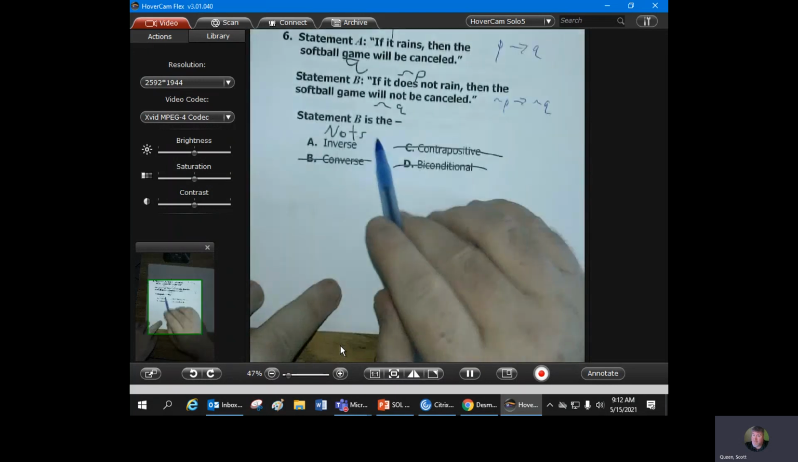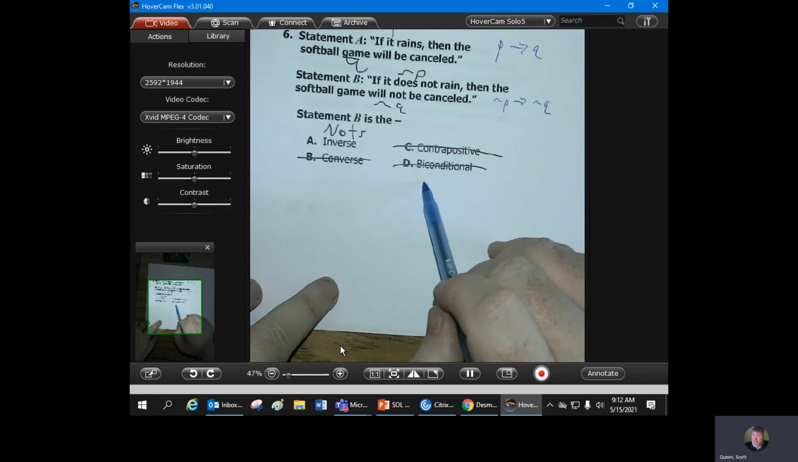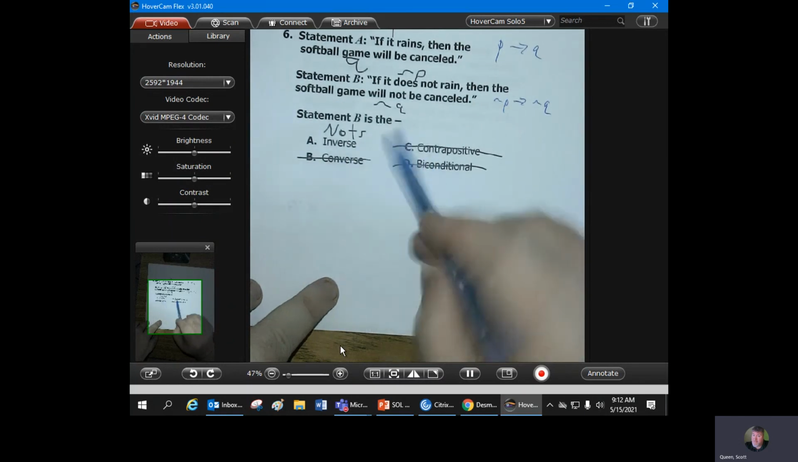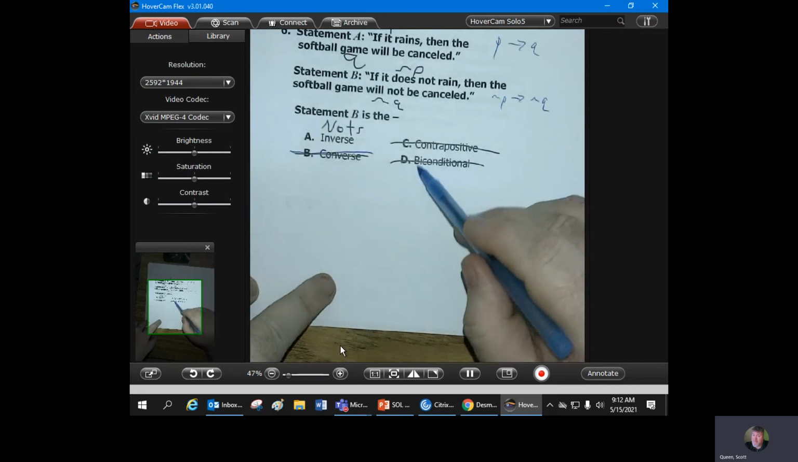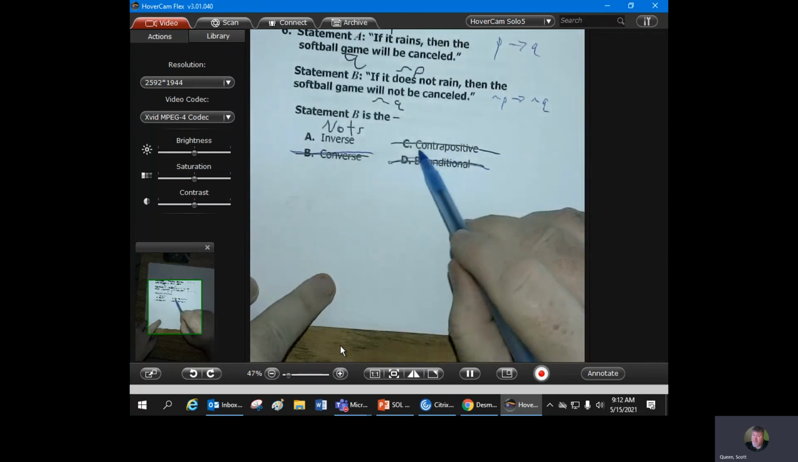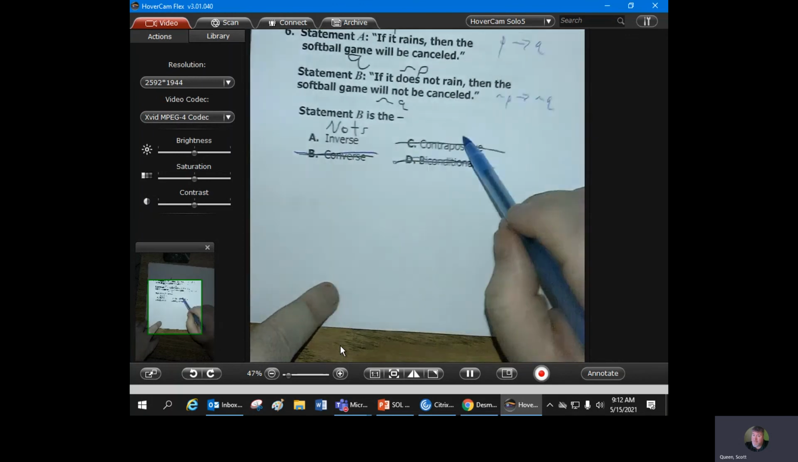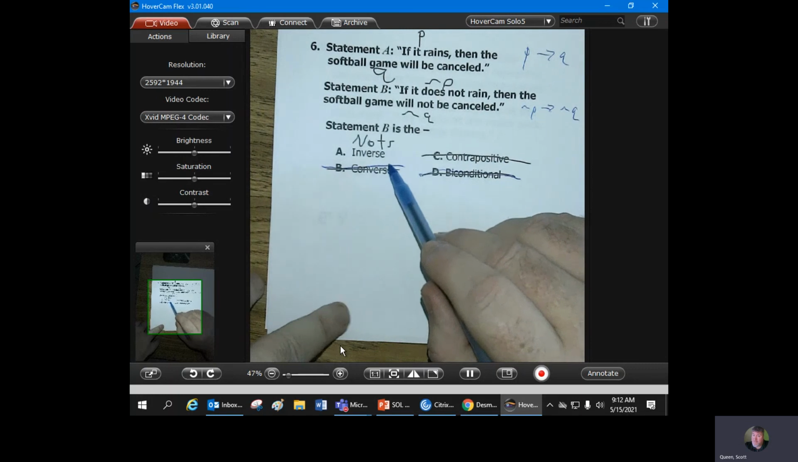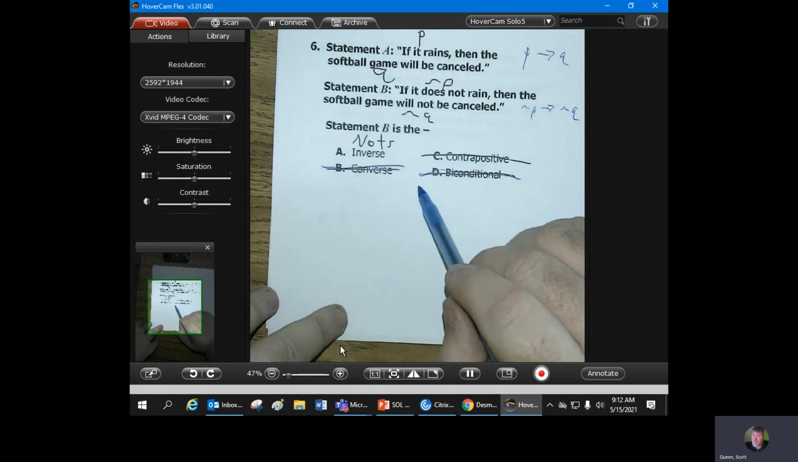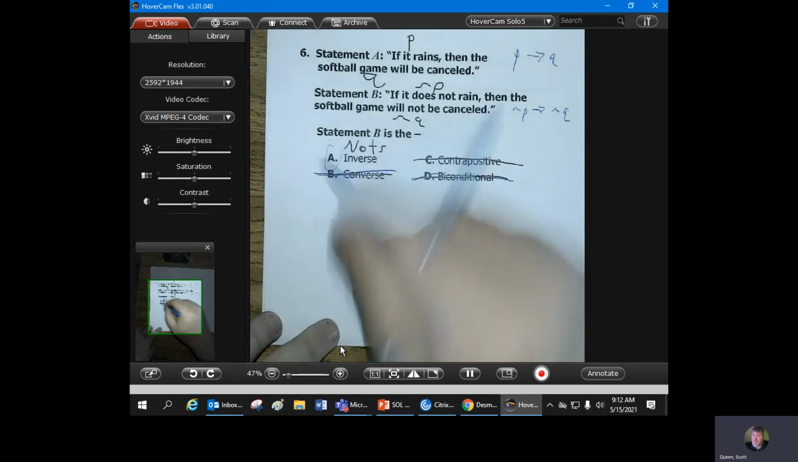Okay, so statement B is inverse, converse, contrapositive, biconditional. All right, first of all, they didn't switch Q and P, so it's not a converse. It's not biconditional because they didn't say if and only if. It's not a contrapositive because they didn't reverse P and Q, but they did put nots in there. So since they only put nots in there, it's an inverse, right? P then Q, not P, not Q. You throw in the nots. So our answer, A.